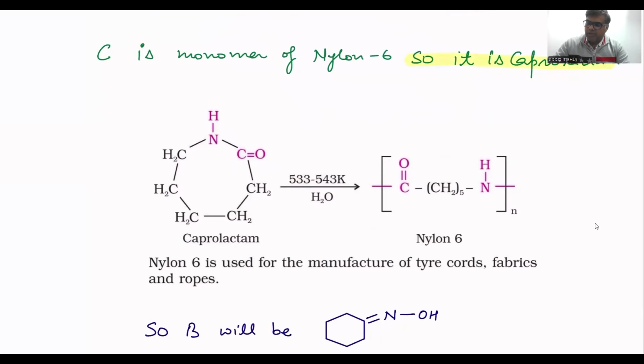And for your help, I have taken directly NCERT line. So caprolactam is basically this compound, which when heated at 533 Kelvin to 545 Kelvin with water, we got nylon 6. Nylon 6 is a polymer and it is used for the manufacturing of tire cord, fabrics and ropes. So it's a very important polymer.